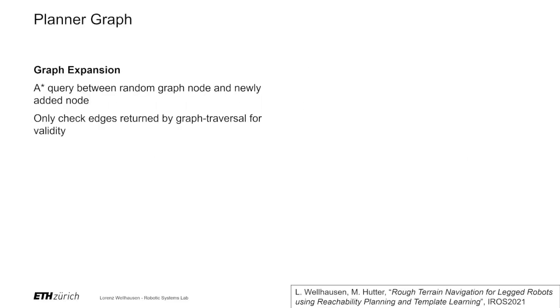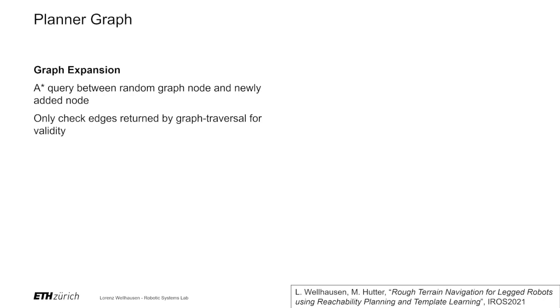Now to the planner graph, I mentioned that we do a bunch of things to make it a bit faster and work better in the real world. For graph expansion, instead of just adding a new sample to the graph and then only checking it when it's part of an actual path query, what we do is when we draw a new graph node, we select a random other node in the graph, do an A* query to get the optimal connection between the two, and then check those edges for optimality.